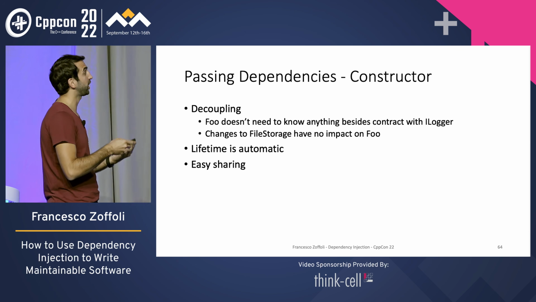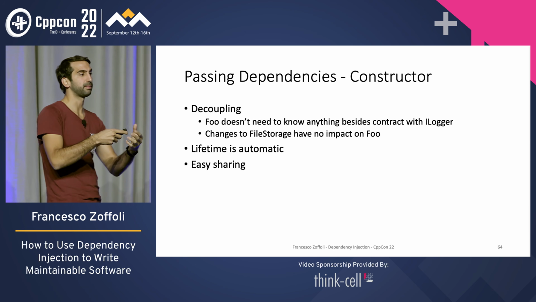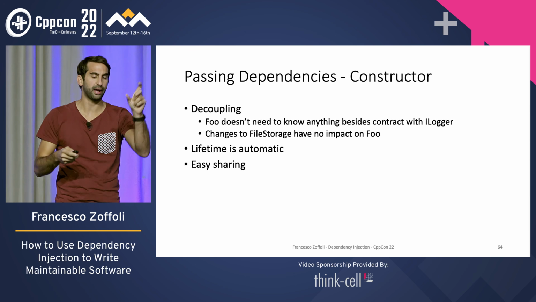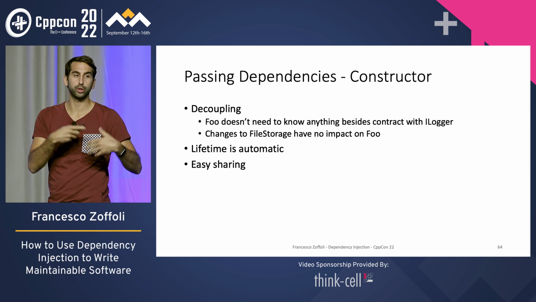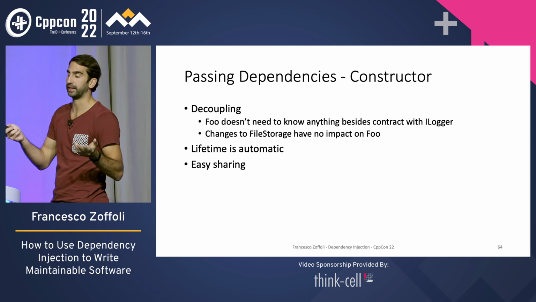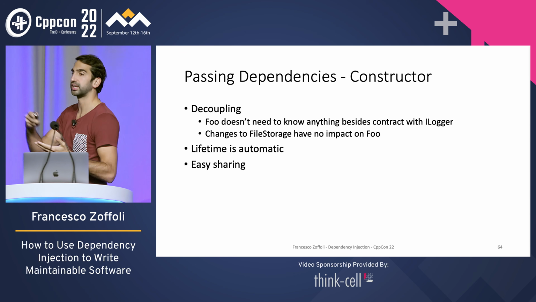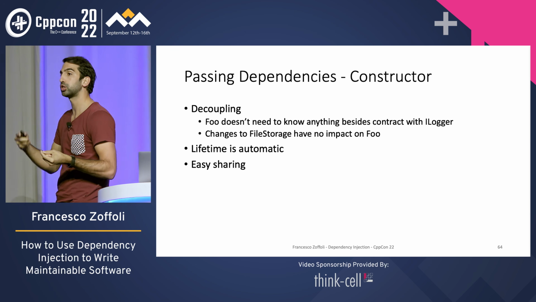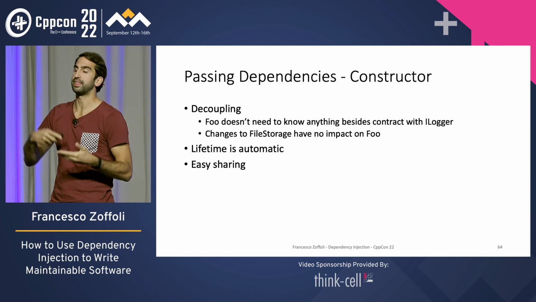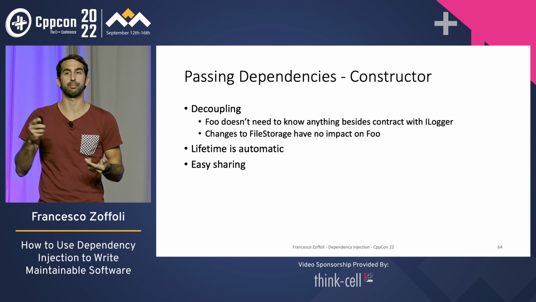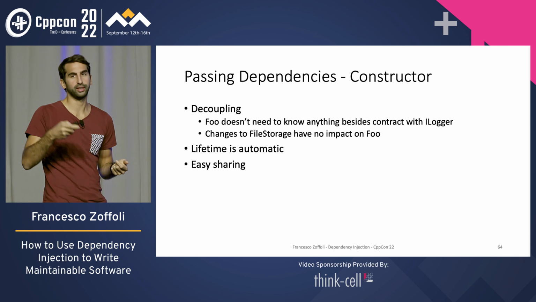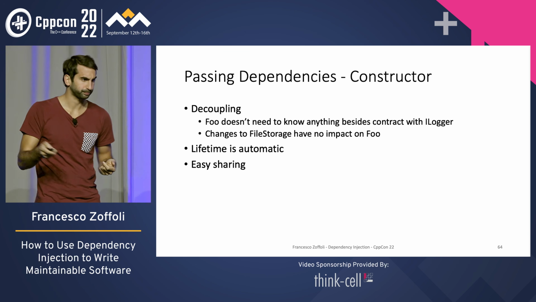And also, you can change file storage. For example, we might change the type of the path from string to a path. And foo doesn't have to change because it doesn't go through its constructor. Lifetime is automatic because everything is on the stack. It's the same in the first example. Everything was a unique pointer, but this is going to work only as long as everything takes the dependencies as a unique pointer and everything is managing the lifetime of their own dependency. And the other big advantage is that you can easily share the logger across multiple classes.